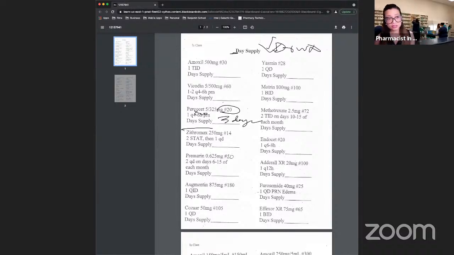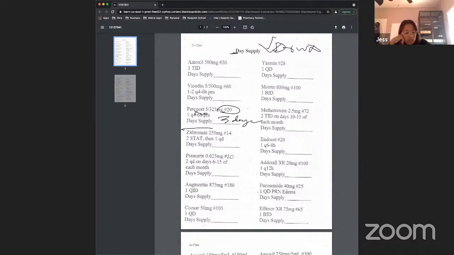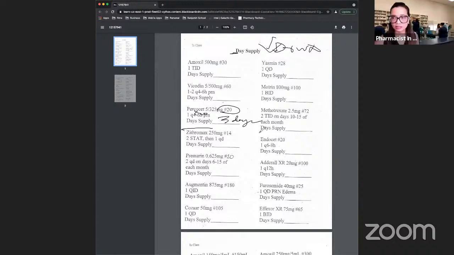Okay. Here we go. Another irregular prescription. Zithromax. 2 stat, then 1 QD. Jess, answer. 13. Who says 13? 13 days. Okay. Usually this is easy. Why? The quantity minus 1, because on day 1 you take 2. Okay. Good job. Who got 13 days? Hands up. Okay. Very good.